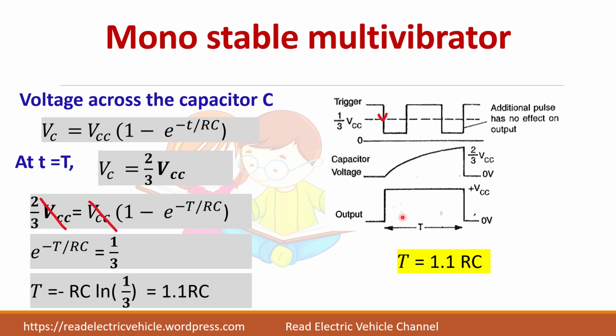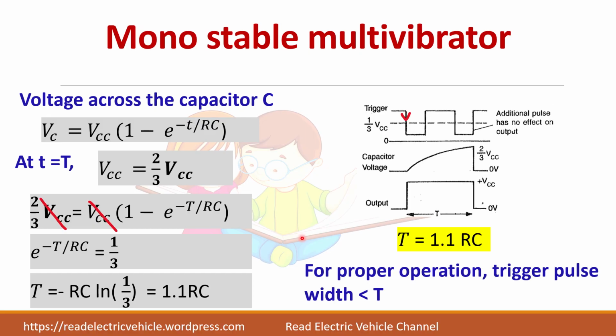So we can see that the output pulse width depends only on the time constant R and C. For proper operation, we should ensure that this trigger pulse width is very small compared to this total time period T.